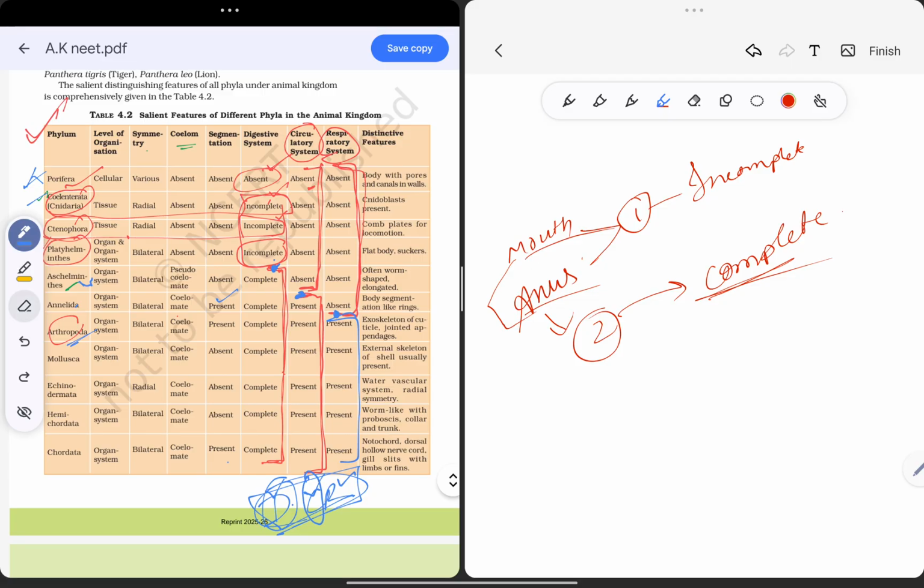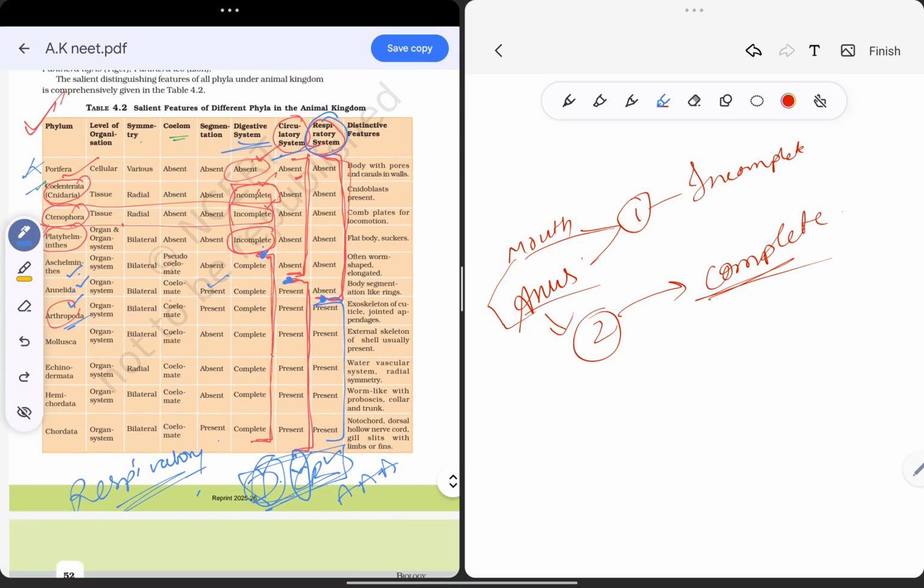So you should remember these three A's. Aschelminthes, from where the digestive system is complete. Annelida, from where the circulatory system is present. Arthropoda, from where the respiratory system is present. Respiratory system, not reproductive, okay? So the three A's for DCR are very important.